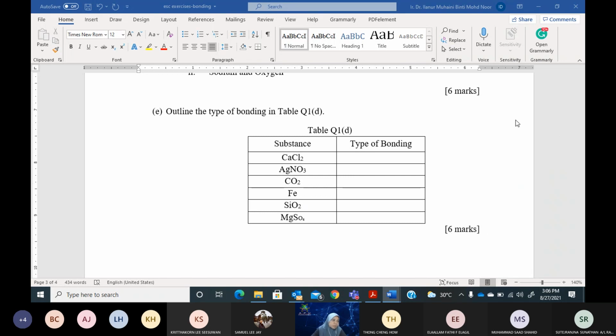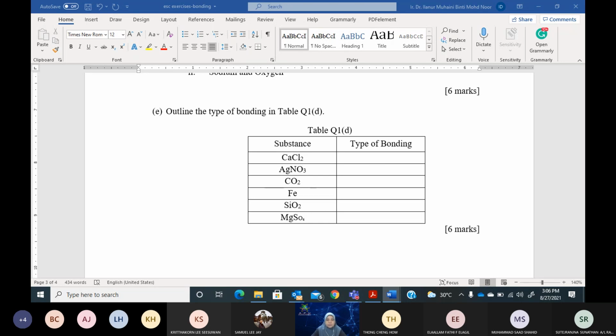So there are 6 marks allocated here in the past year's question. From the substance, you need to refer to the periodic table. In the previous class you have learned ionic bonding and also covalent bonding, and also metallic bonding. So you need to type here, write. You cannot type in the final exam or quiz, you must write it down.